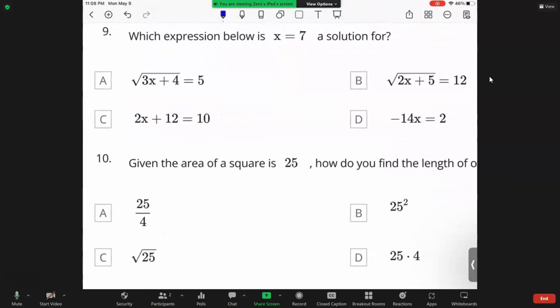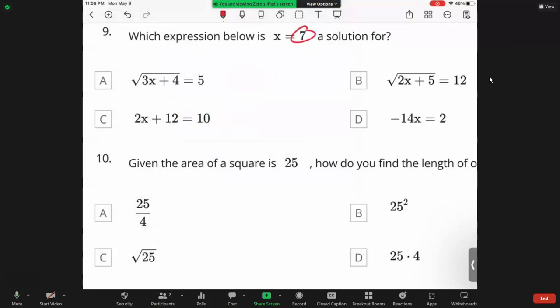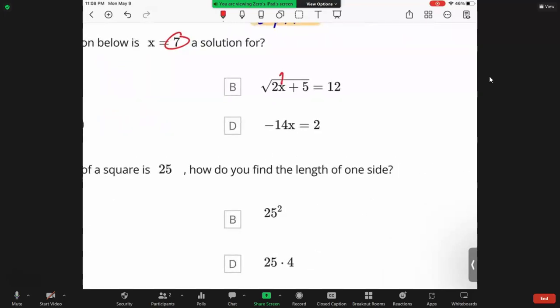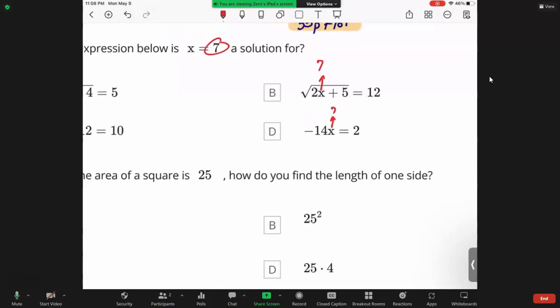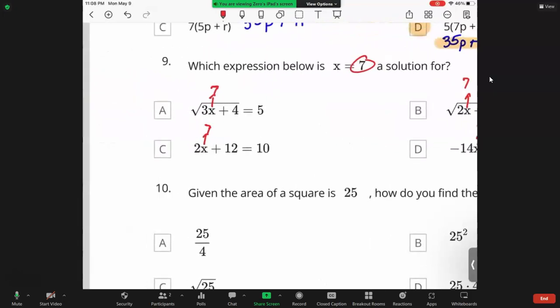Number 9. Which expression below is x equals 7 a solution for? So everywhere you see an x, plug in 7. So put 7 right there. Put 7 right there. Put 7 right there. And put 7 right there. So you're trying to see which one works. I'll do letter A, and I'll just go in order, right? So here's letter A.